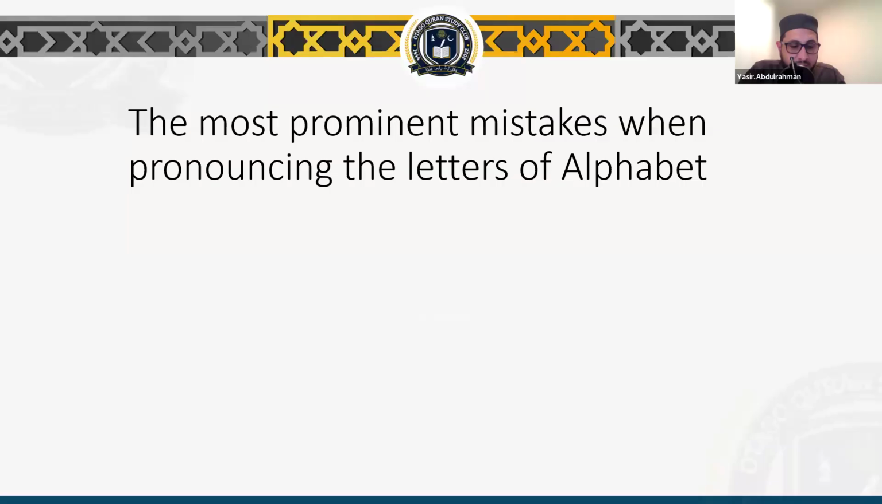The first one is now talking about mistakes happening with the lam. The first one is making it heavy when it should be light, as in the word al-latif. They say al-latif. That's wrong. The second one is making it light when it should be heavy, as in the word minallah, they say minallah. That's wrong. The third one is merging it with the following letter, as in أنزلناه, they say أنزلناه. Or ولا تحملنا, they say ولا تحملنا.